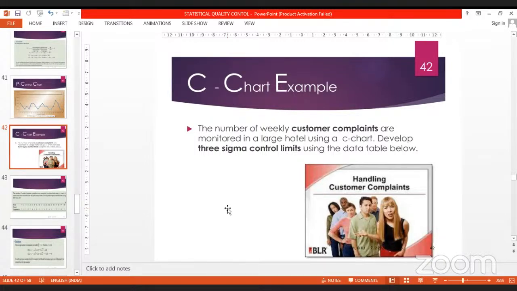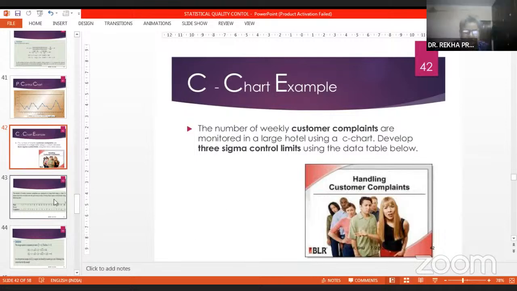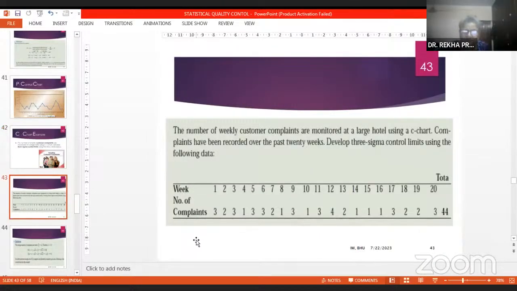The number of weekly customer complaints are monitored in a large hotel using a C chart. Develop 3 sigma control limits using the data table below. So this is your data. वीक नंबर 1, 2, 3 to 20 वीक्स तक उन लोगों ने देखा. पहले में 3 था, फिर 2 था, फिर 3 है, 1 है, 3 है, so on so forth. तो टोटल इज 44 सॉरी.